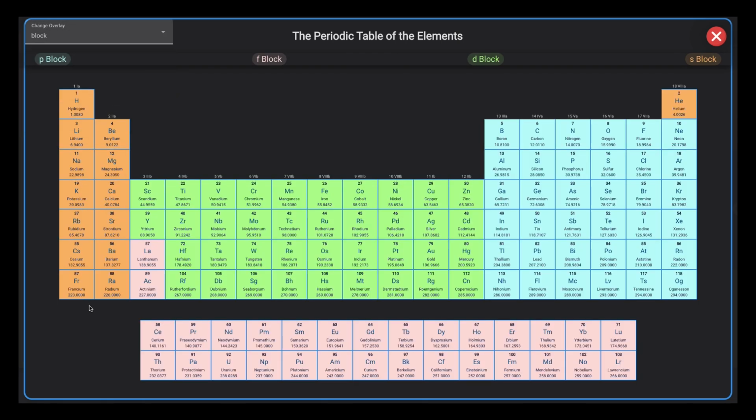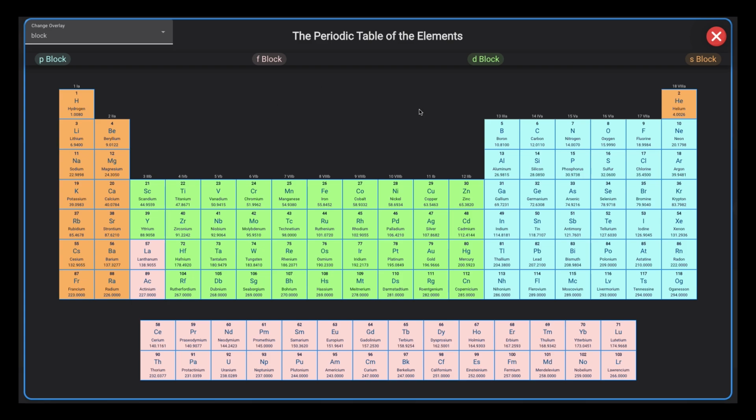Blocks are another really useful way to look at the periodic table. And you can see that we've got 4 basic blocks. The S block in orange over here, the P block in blue over on the right-hand side, the D block in the middle, and the F block at the bottom. And now, if you've already done electron configurations, you'll recognize these blocks from doing electron configurations.